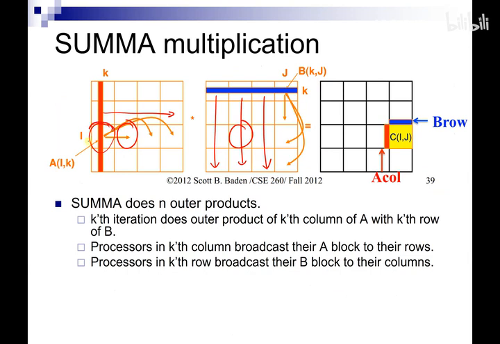Okay. And again, these don't have to be single values over here. They can actually be an entire block of values.